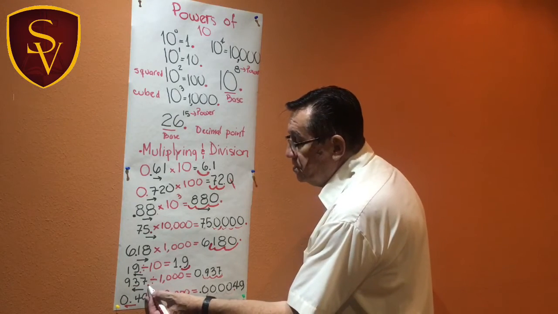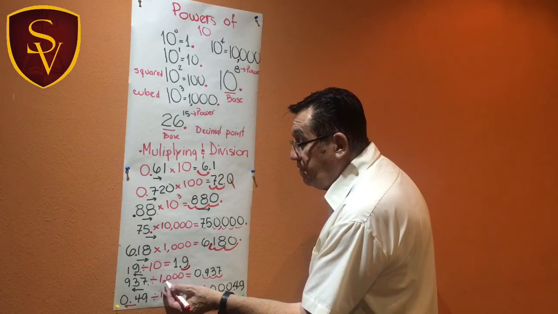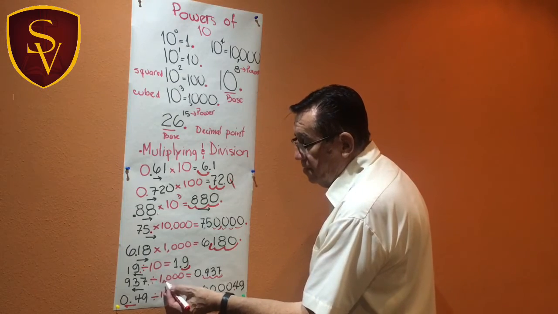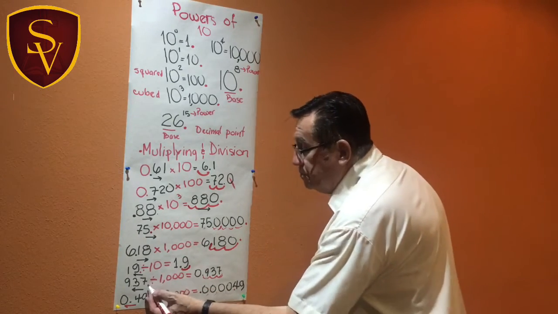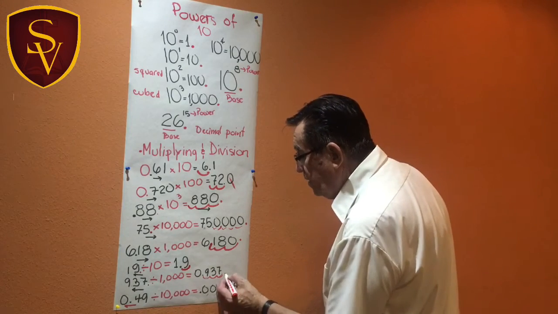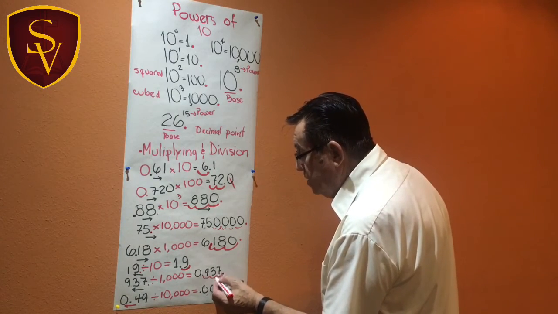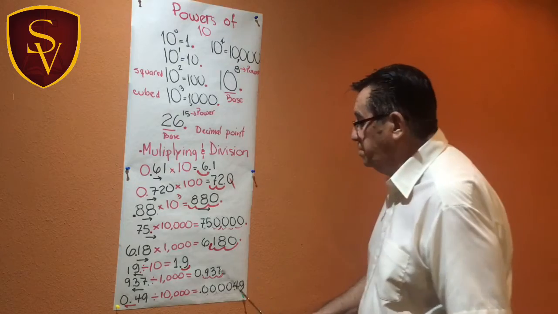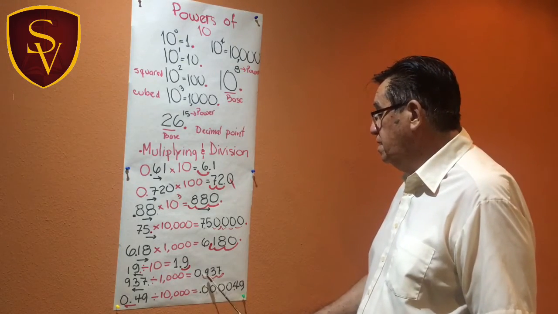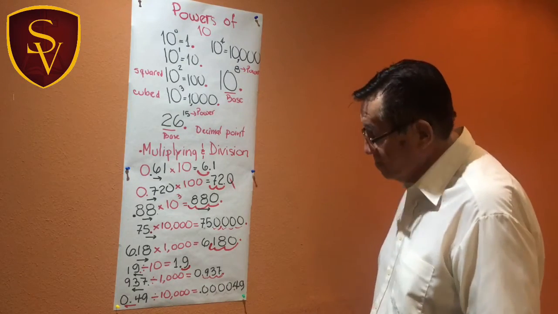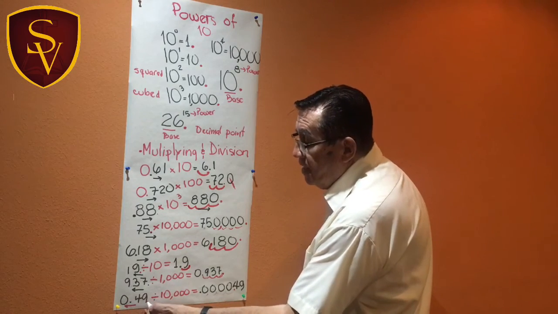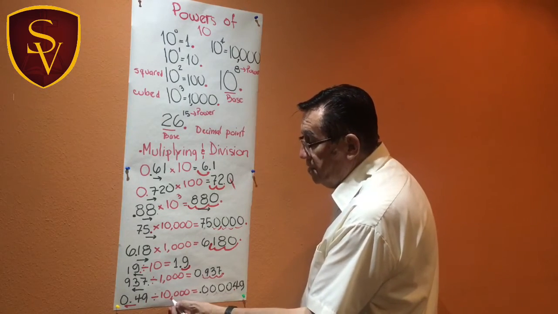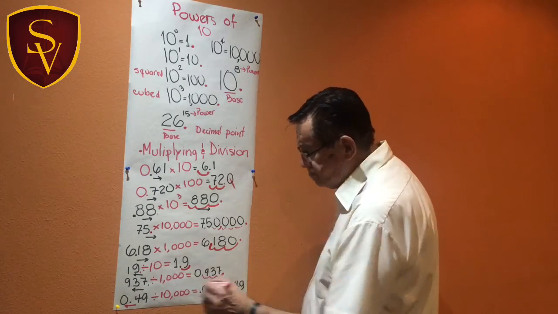In this example, we have 937. The decimal point is here, but we have to divide this number by 1,000. That means that I have to move this decimal point 3 places. From here, 1, 2, 3, so the final answer is going to be 1.937. Finally, in this example, we have 49 hundredths that's divided by 10 thousandths.